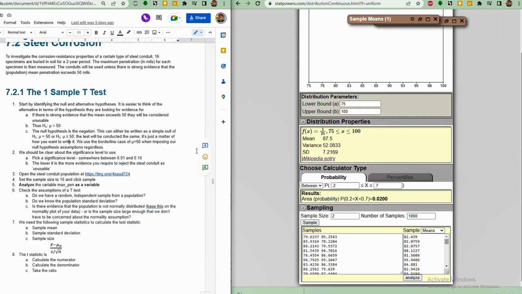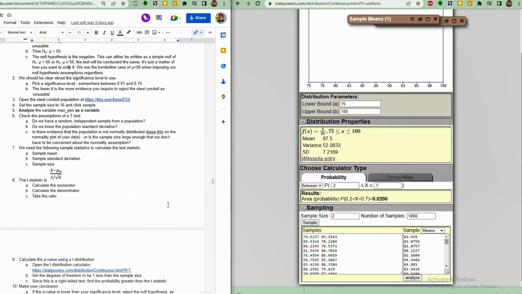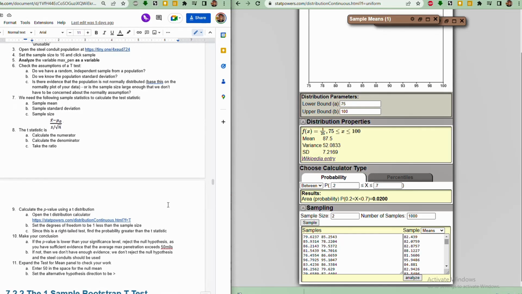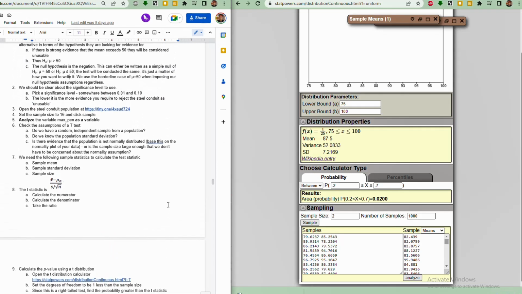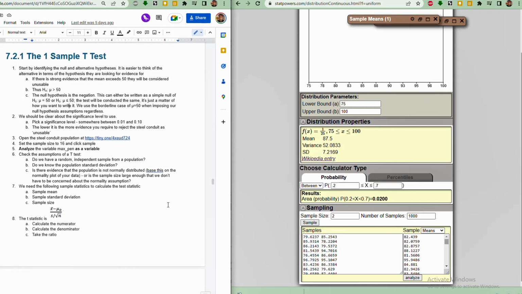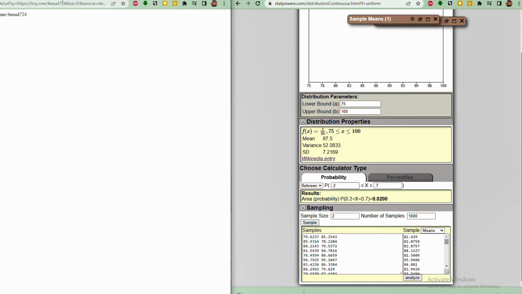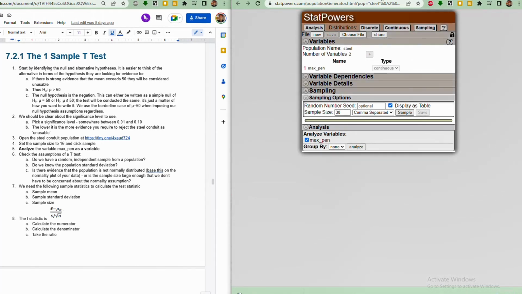So this lab is going to walk you through the steps of the calculation of your test statistic, and it's pretty step by step. So I don't think I need to walk you through this calculation, but I will show you how to do the t-test using StatPower directly. I'm going to open up the population over here. The population is a simulated population. You've got the variable max pen. So I'm going to take that.